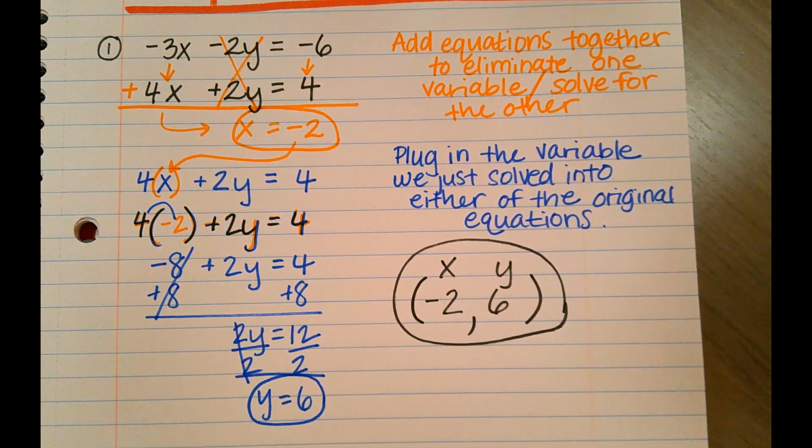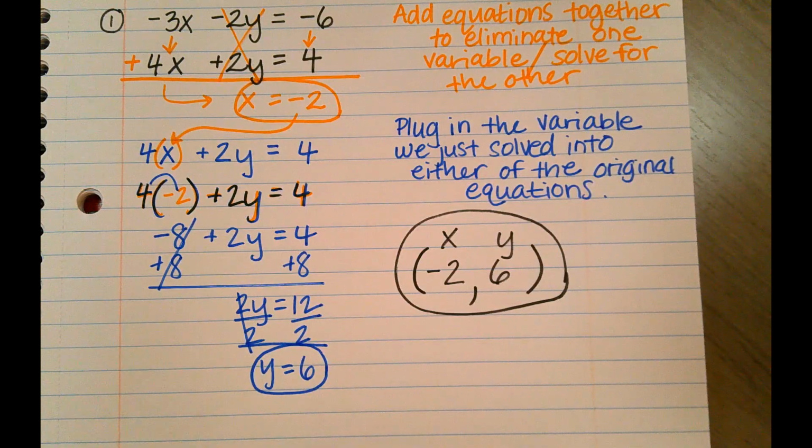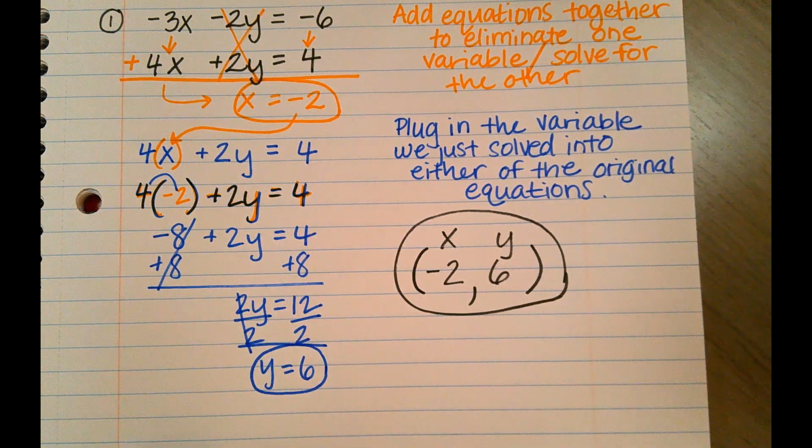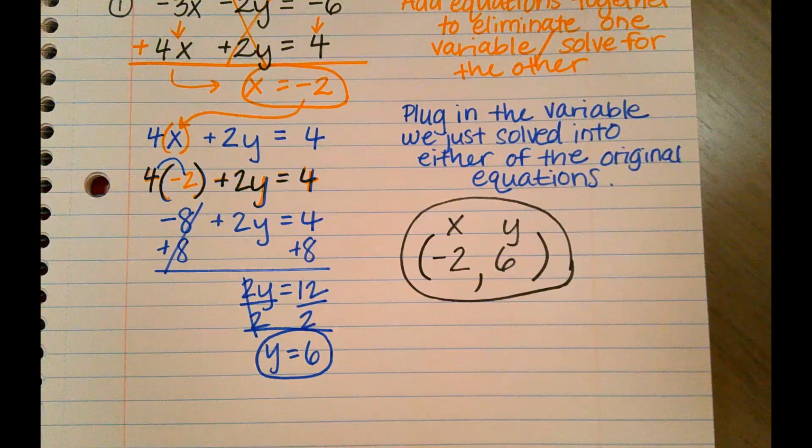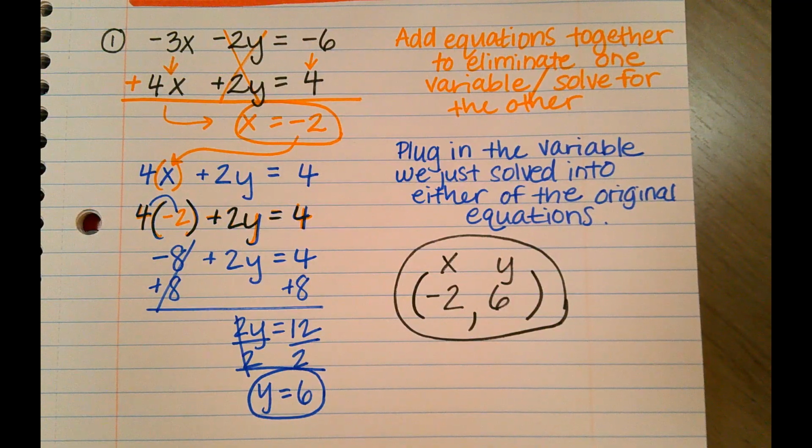Do another one. Make sure everybody got time to write all that though. Any part of that number one that didn't make sense? Or do we feel pretty good about it? Why do we have to put it into a coordinate?